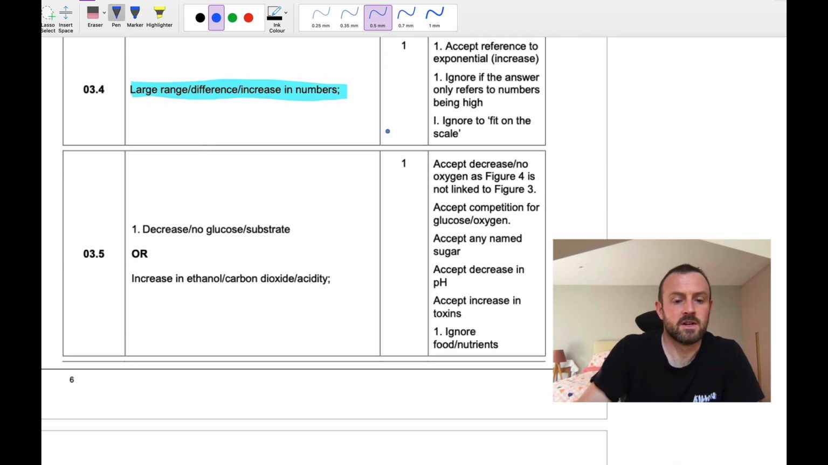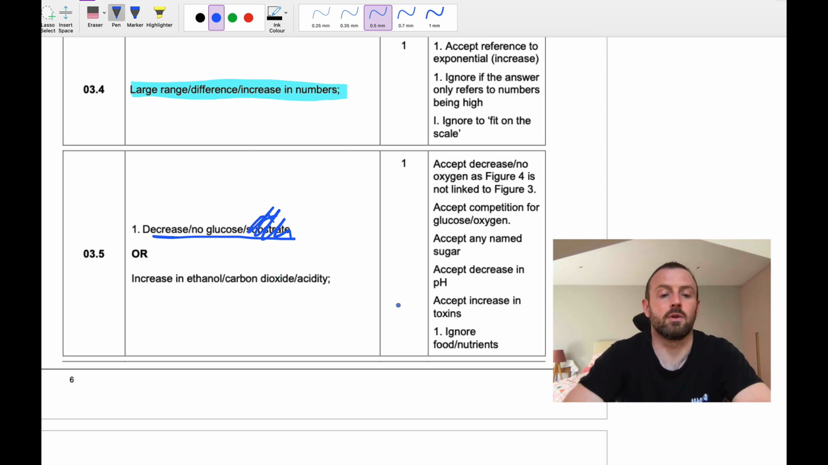Okay, decrease or no glucose substrate. Feels a bit vague to me. Decrease or no glucose. I'm just going to get rid of that. I don't like that. Feels risky to say that. Or increase in ethanol or carbon dioxide or acidity. Except increase in toxins. Yeah, ethanol is a toxin.